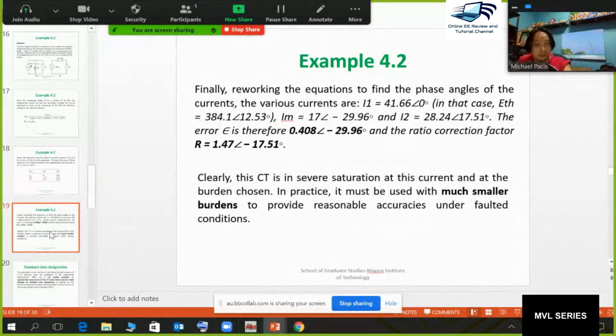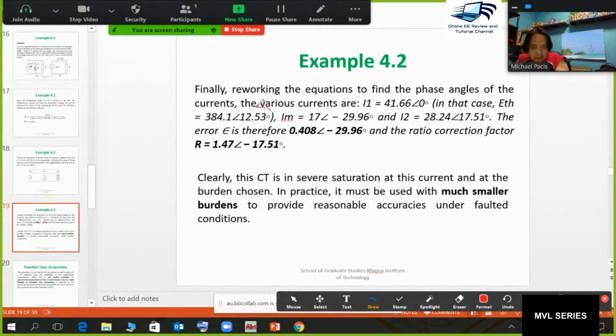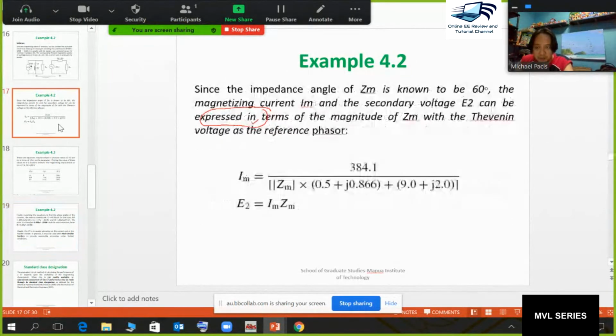Then you can now get the error, and you can now get the ratio. But in this case, guys, you need to go back to the equation a while ago and place the 12.53 on your E Thevenin, instead of zero, simply because we make use of that as reference to get the values of IM and ZM from the meter. But when we need to get the current IM, you need to go back to this equation. Go back to this equation. Yeah, this equation here.